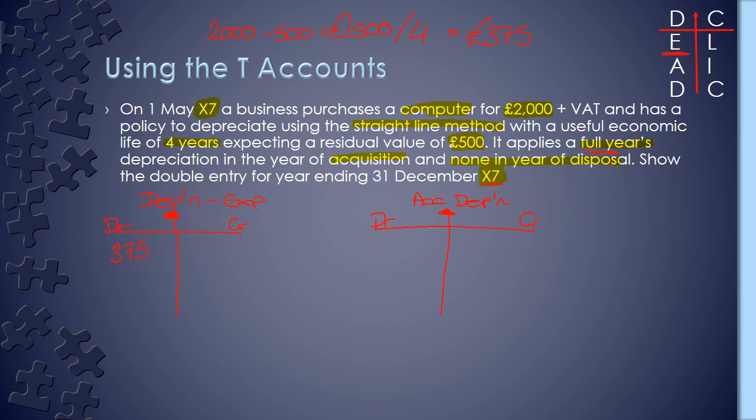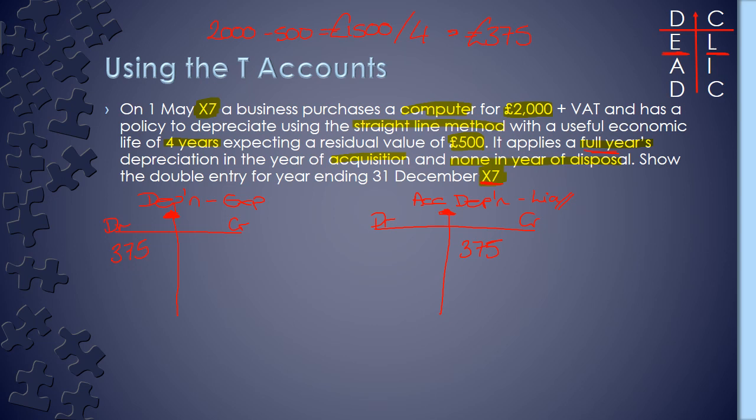375. And our opposite entry is in our accumulated depreciation account, so we credit that account. And why do we credit it? We credit it because we consider it our liability account, because it's going to reduce the value of our asset. And our liability account sits on the credit side. So when we're increasing that liability, we need to credit. So that's how you apply your double entry for that first year.